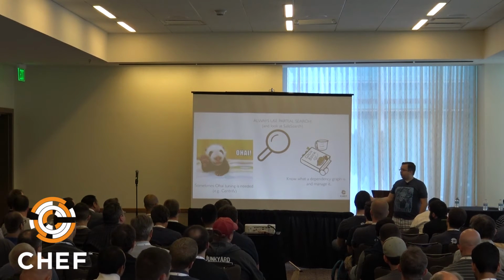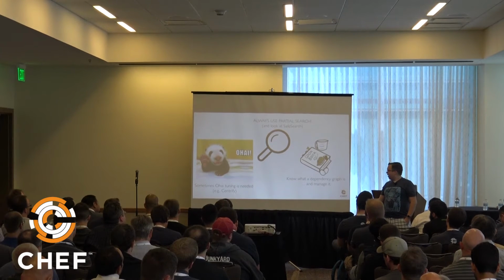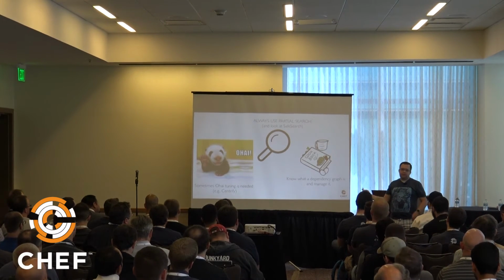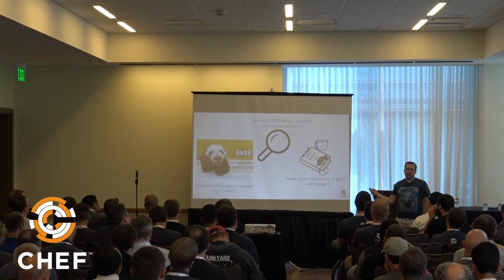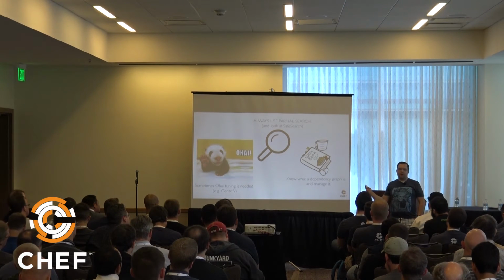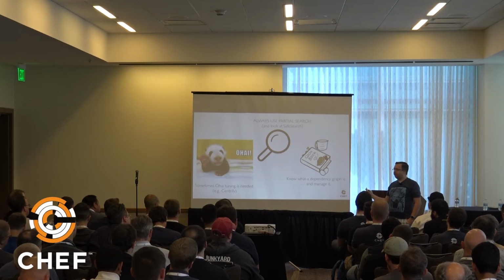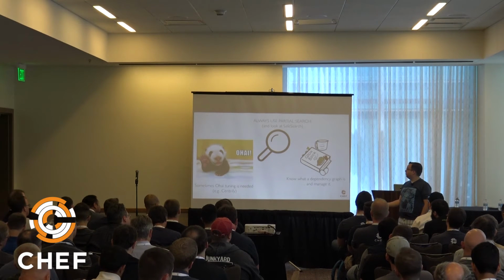And know what a dependency graph is and manage it. One of the worst problems we see is massive dependency graphs on the Chef server. So use stuff like environment cookbooks that are pinned to exact versions or environments that are pinned to exact versions so that you limit your exposure to bad dependencies.